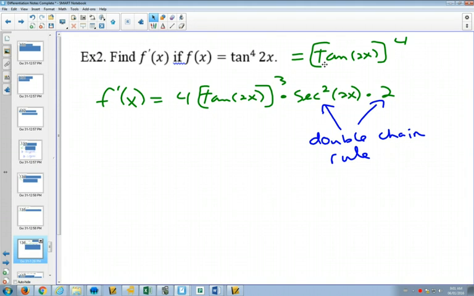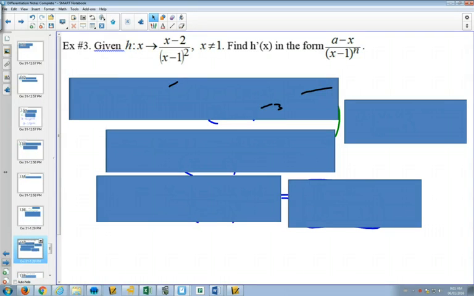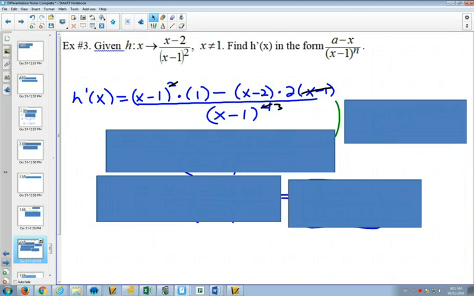Have you all had a chance to look at the next one as well? So here we've got a function h of x. We need to take the derivative, and then we need to rearrange it so that it looks like this form. So the first thing we can do is our quotient rule. Keep the bottom one the same. Derivative of the top one minus, keep the top one the same. Derivative of the bottom one over the whole thing on the bottom squared.